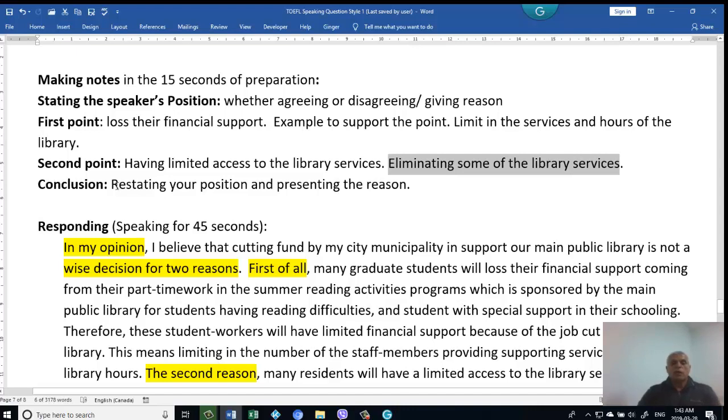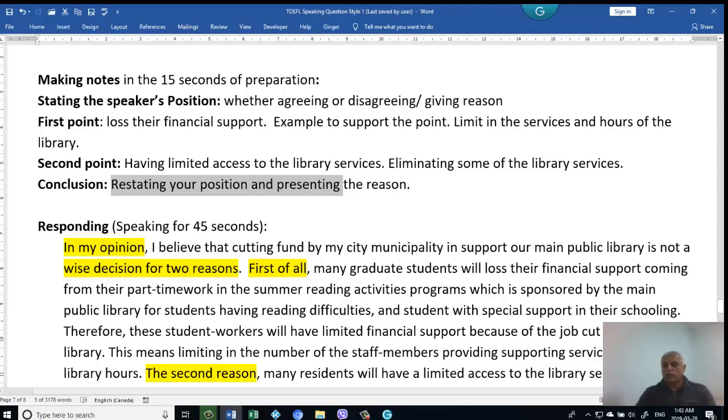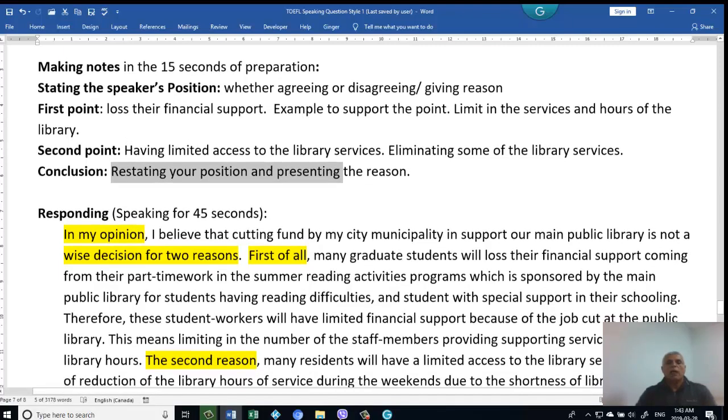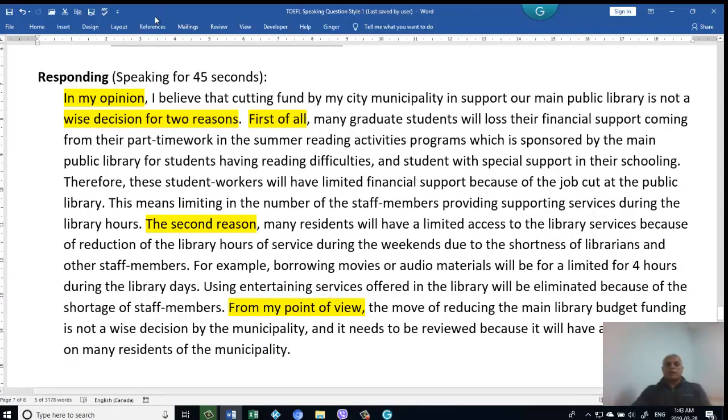Conclusion: restating your position. We have to say if you agree or disagree in your conclusion again, for the second time, as you did in the introduction. Here in the conclusion you have to restate your position and present the reason. You have to say why you agree or disagree again. Let's look at how we're going to respond in the 45 seconds of speaking.